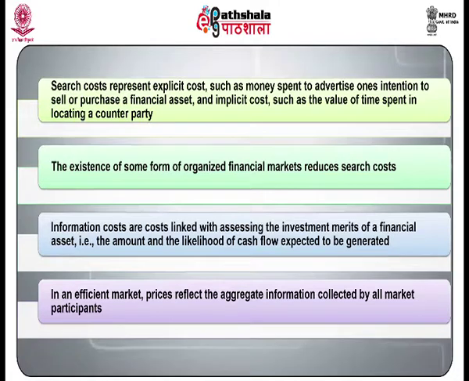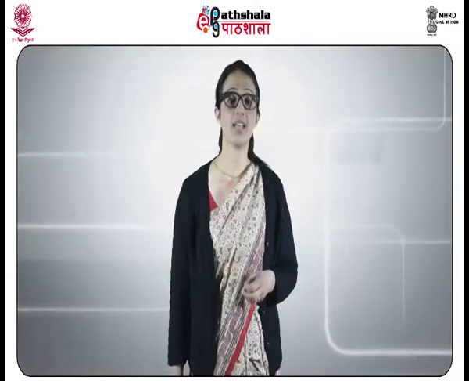Information costs are costs linked with assessing the investment merits of a financial asset, that is, the amount and the likelihood of cash flow expected to be generated. In an efficient market, prices reflect the aggregate information collected by all market participants. In a nutshell, financial markets help solve the issues with pricing of financial assets and risk associated with the expected cash flow from a financial asset.